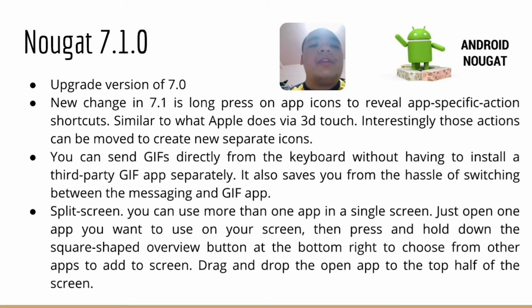Simply open one app that you want to use on your screen, then hold down the square-shaped overview button at the bottom right to choose whatever app you want to show on your screen.